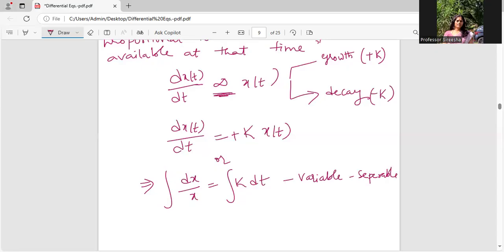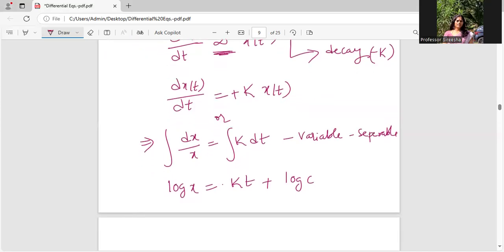Since I'm integrating once, which is an indefinite integral, I'll be introducing an integrating constant. So I'll have log x equal to kt. If it were decay, I'll be putting a minus kt, plus a constant, which I can write as c or log c according to my choice. There is no issue about it. If log c is taken, it will be log x minus log c, which is like log a minus log b, which is log a by b. Then this results in log(x/c) equals kt. If it were minus, there would be a slight change.